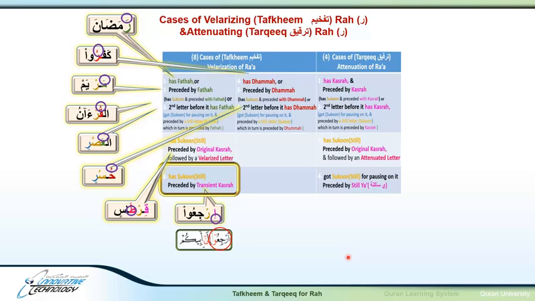أبيكم ارجعوا. Tafkheem. So the tafkheem here is because of a transient kasra caused by a transient hamza. Now let's move to the cases of tarqeeq, and they are related mainly to kasra.